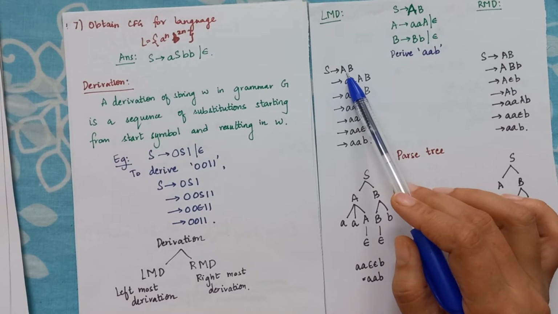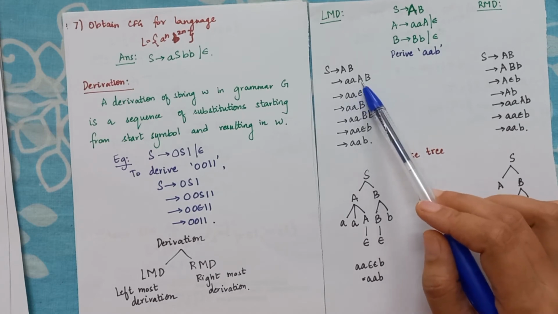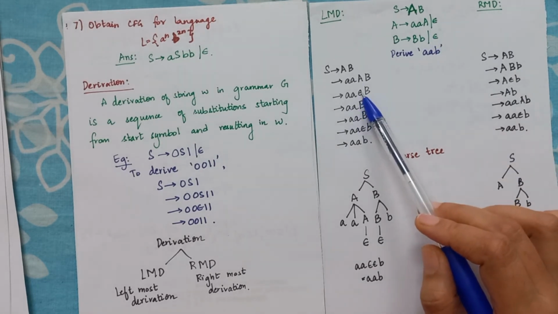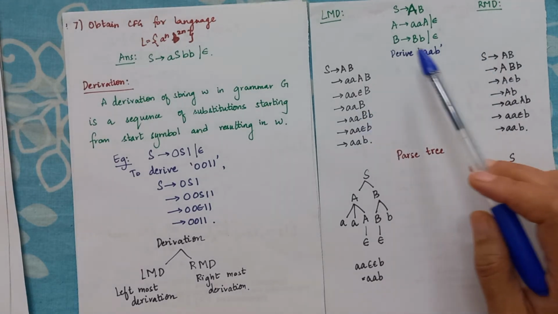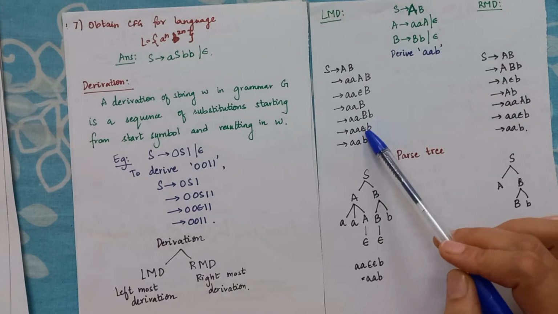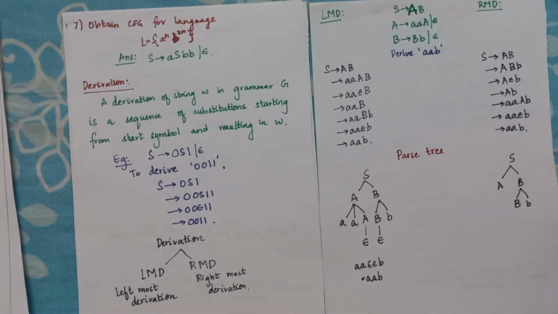Here I will expand the leftmost symbol always. So instead of A, I will use this AA, capital A. Now the leftmost non-terminal here is capital A, so first I will substitute for this. I will substitute epsilon. My leftmost symbol now is B. I will substitute capital B with this, and this capital B I will substitute with epsilon, and then it will give me the answer.